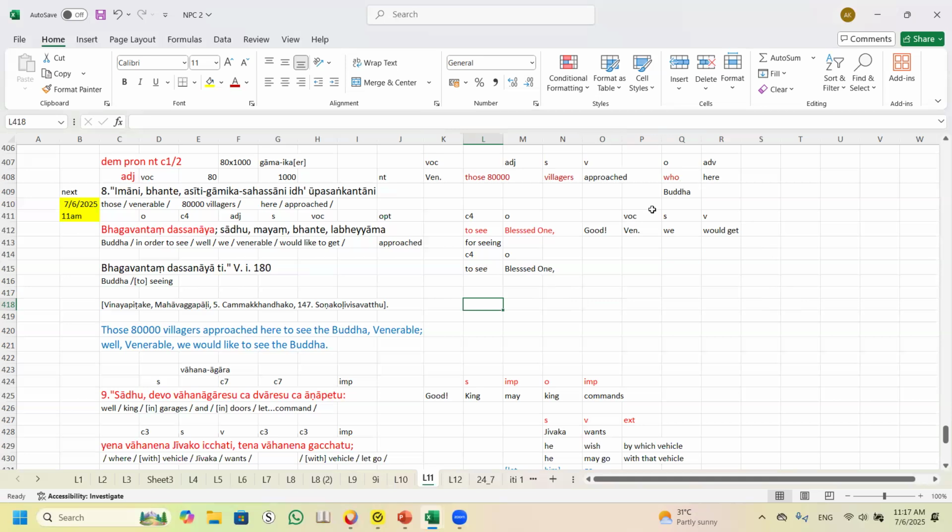Any question here? Brother Alfred: this pasan kani, this is a noun, right? So how does it become approached, a verb? This one qualifies with what? Asiti, Gamika, Sahasani, is it? This one and this one qualify this noun.